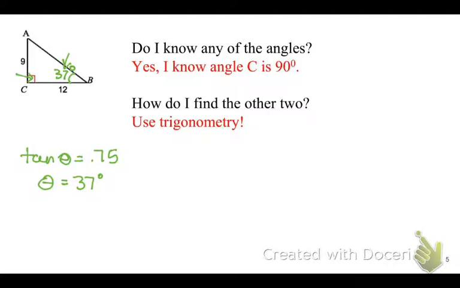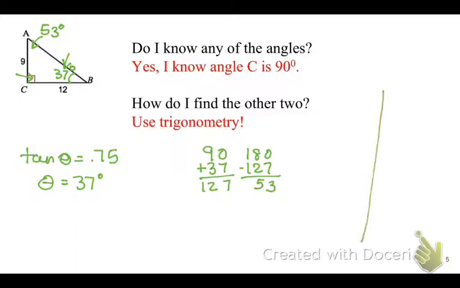And what do I know about all three angles of the triangle? I know that if I add them all together, they're going to equal 180 degrees. So I add 90 plus 37, 127. I subtract it from 180. 10 take away 7 is 3. 7 take away 2 is 5. This angle right here is going to be 53 degrees.